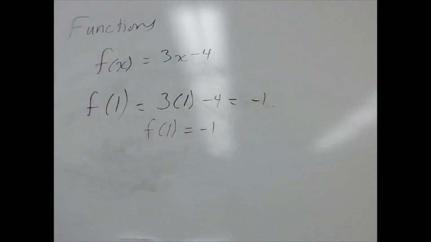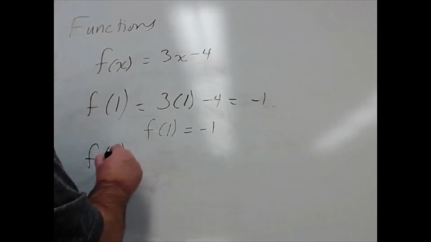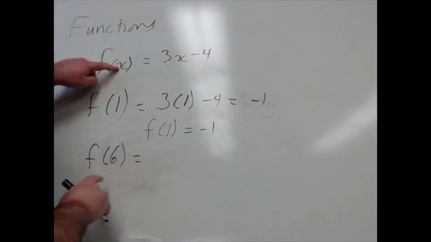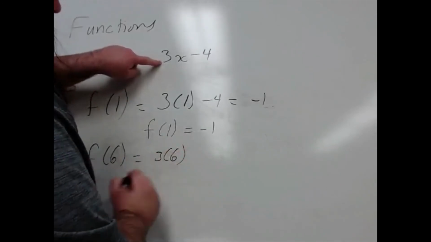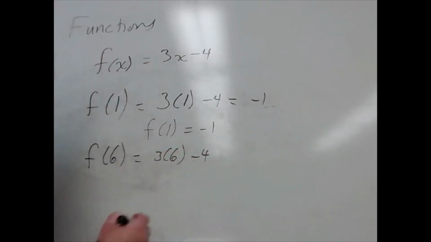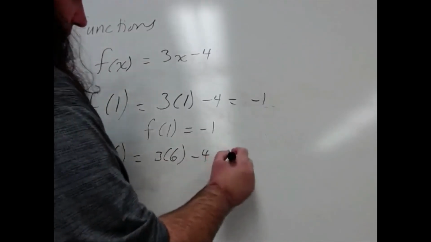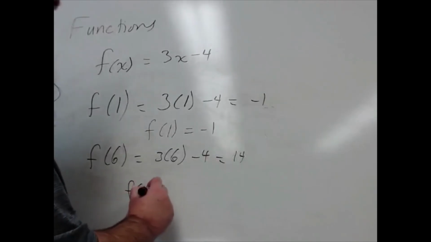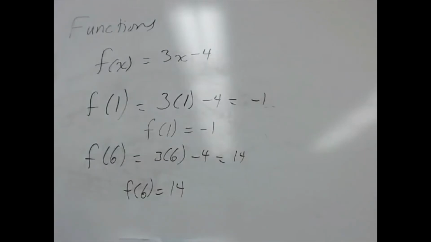Let's do one more. How about f of 6? Well, same thing. I would replace the x with 6. So this would be 3 times 6 minus 4. 3 times 6 is 18. 18 minus 4 is 14. So I could say that f of 6 is equal to 14. Okay?